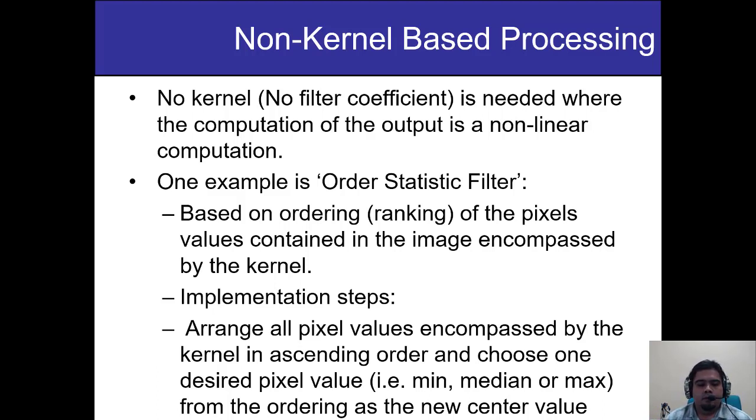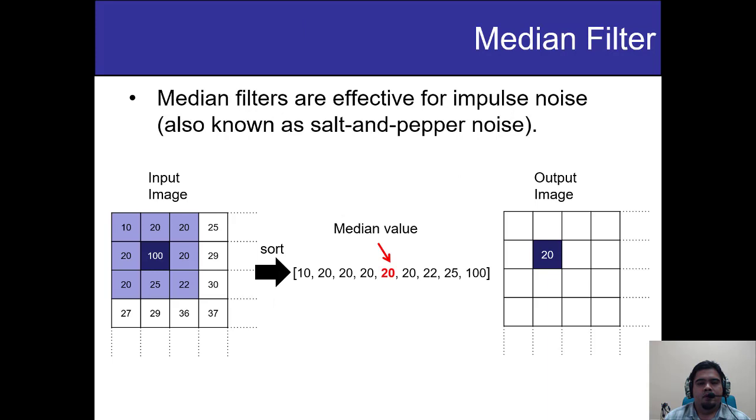Let's go to the example so you can see clearly how this non-kernel-based operation works. This is an example of the median filter. As you can see from the example, this is your input image, again this is your f(x,y). To obtain the output image, which is our g(x,y), how do we operate the median filter?